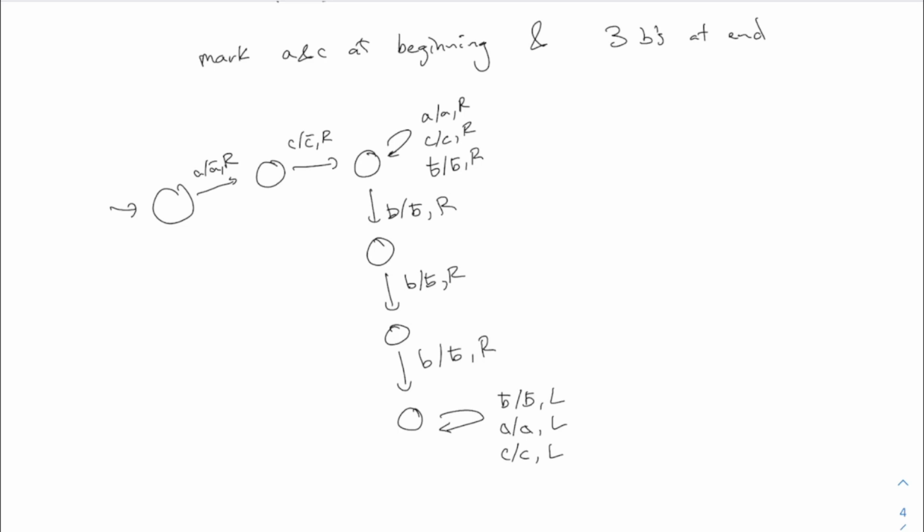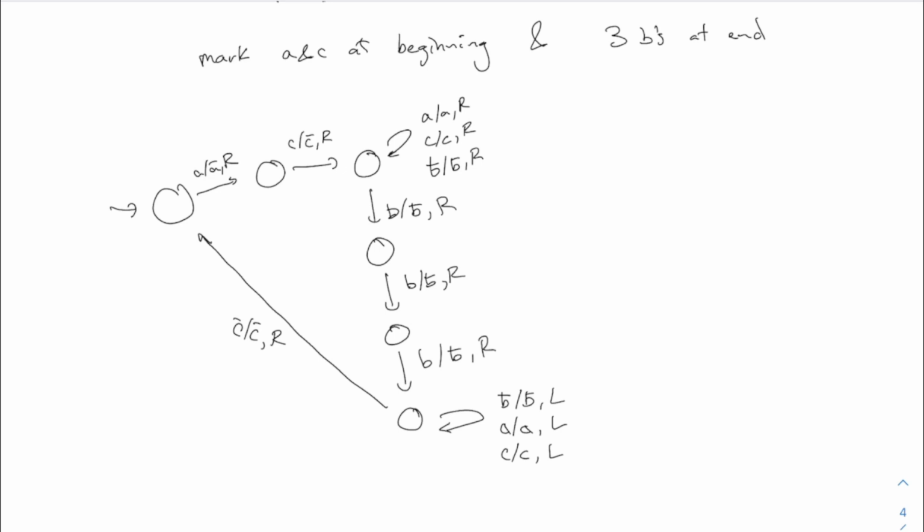All right, I believe when I go back to the left, the first thing which I encounter, which was already marked, will be a marked C, right? Because I've marked off A and C, and then A and C. So I go back to the left until I see a marked C, and that's my sort of signal that I'm back at the beginning, like that.